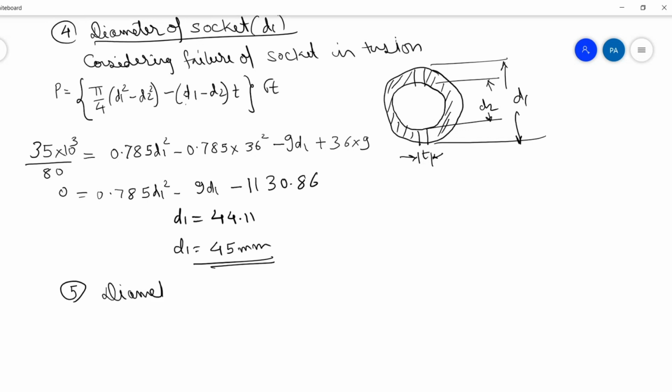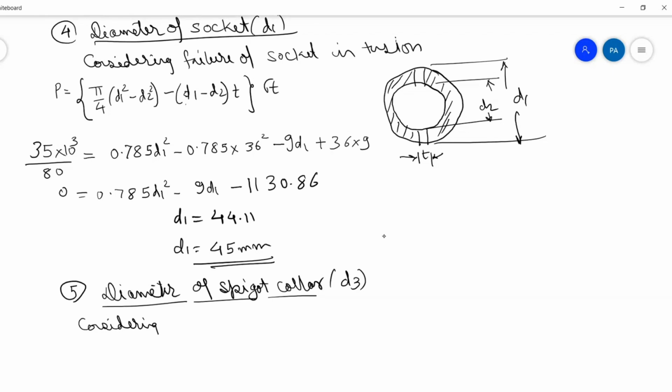Okay, now next we'll find D3, the diameter of spigot collar. Spigot collar is denoted by D3. And how do we find it? We'll find it by considering crushing failure. Yes, crushing failure of what? Spigot cotter. Yes, correct. Crushing failure of spigot collar.